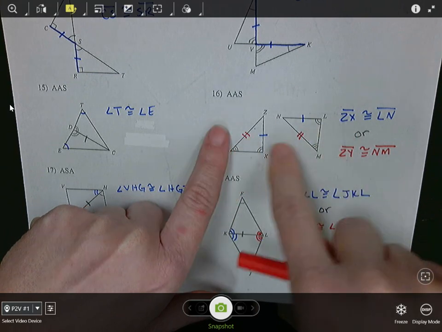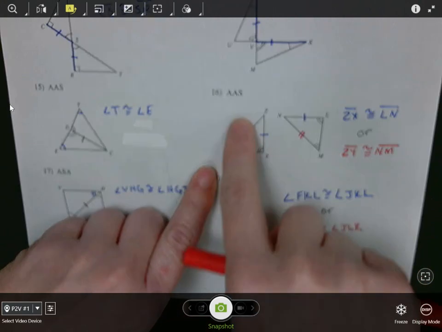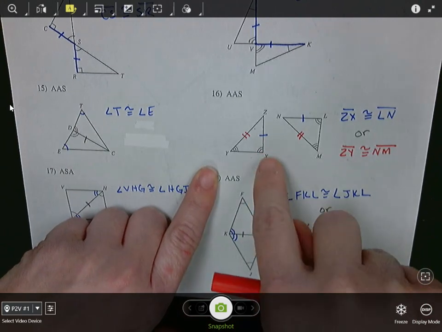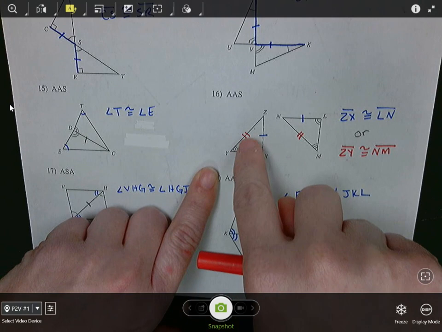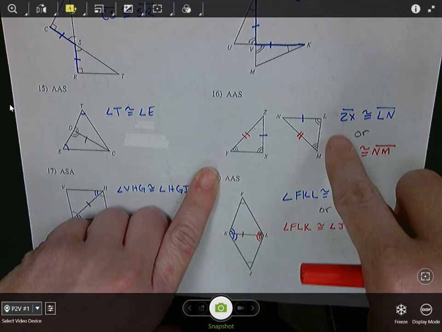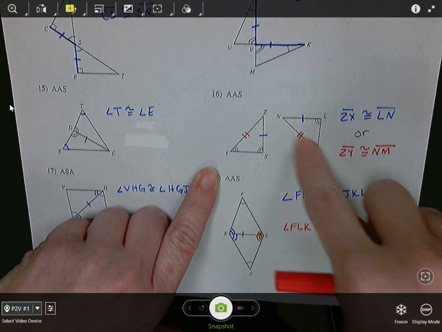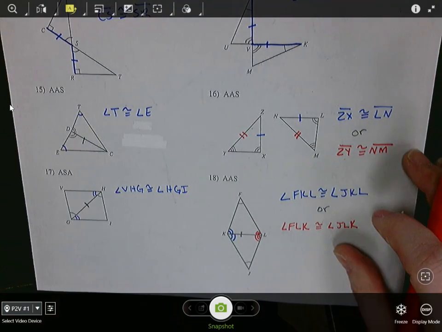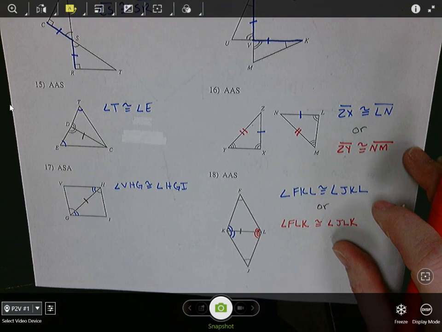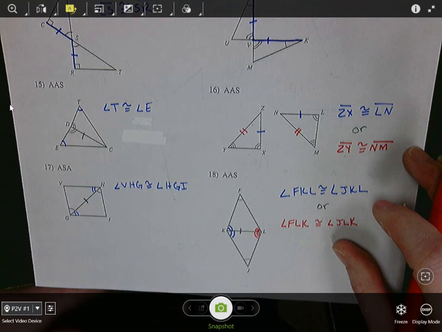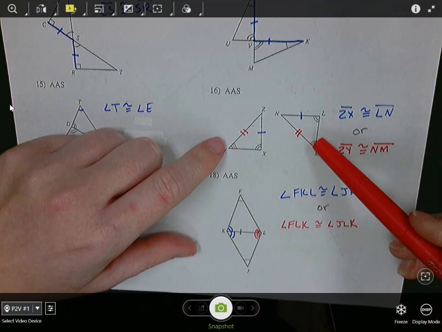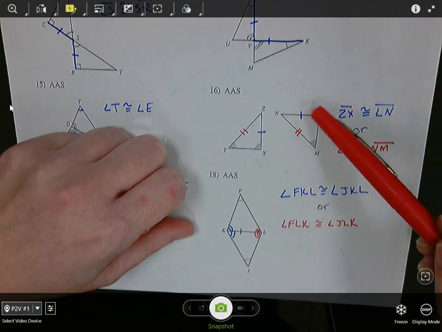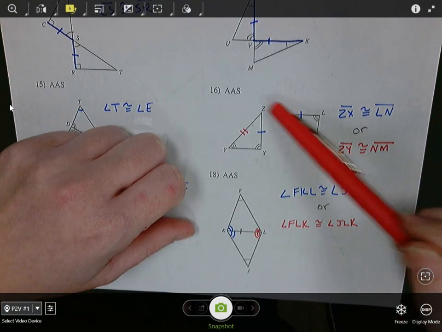Or if I wanted to go back the other way, clockwise, and start at X, I could do angle, angle, this side, which is YZ, and it would need to be marked congruent to this side over here in M. So either of these they should have done. They didn't have to do both. They just had to do one or the other. They needed to either mark this side over here by the Y and M angle, or this side over here by the X and L angle.